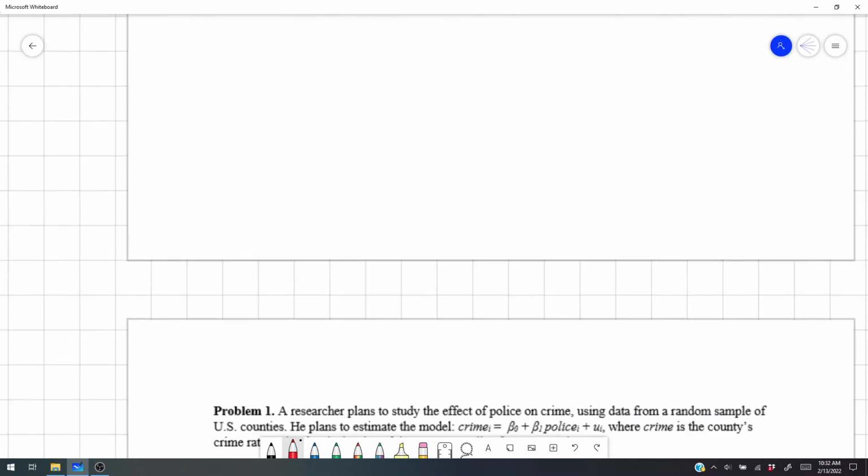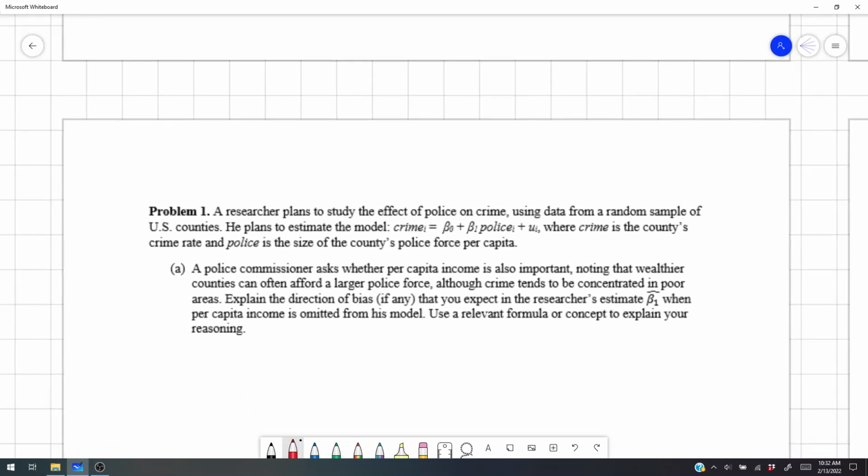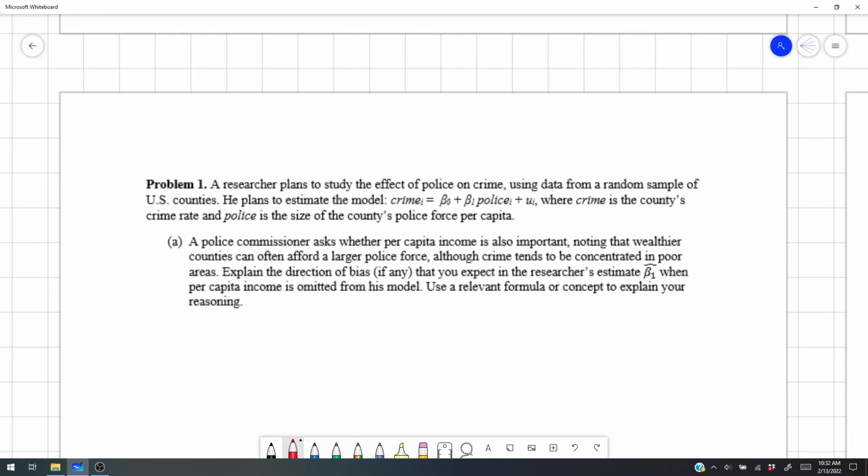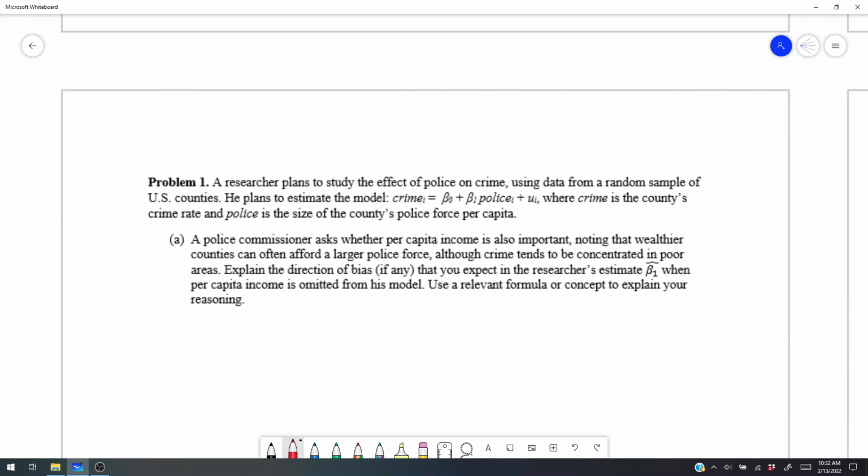Okay, first one. A researcher plans to study the effect of police on crime using data from a random sample of US counties. He plans to estimate the model crime is equal to beta 0 plus beta 1 police plus an error term. Okay, so crime is a function of how many police there are in an area. Crime is the county's crime rate, and police is the size of county's police force per capita. Okay, per capita makes sense, right? More police per person, per citizen, I should say.